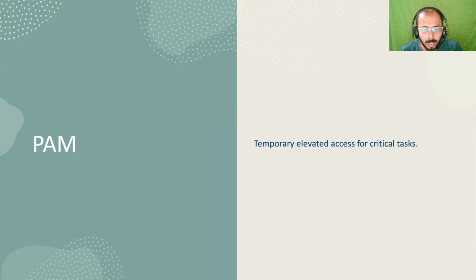There is one more thing you can use, PAM, which can help you to assign temporary elevated access for critical tasks. Let's say you have a user who is here only for managing VM, and you have already assigned only a VM specific role to that user. But due to some circumstances, there is an issue on your production, and you want to assign some storage role to him. So in that case, you can assign a specific role based on time.